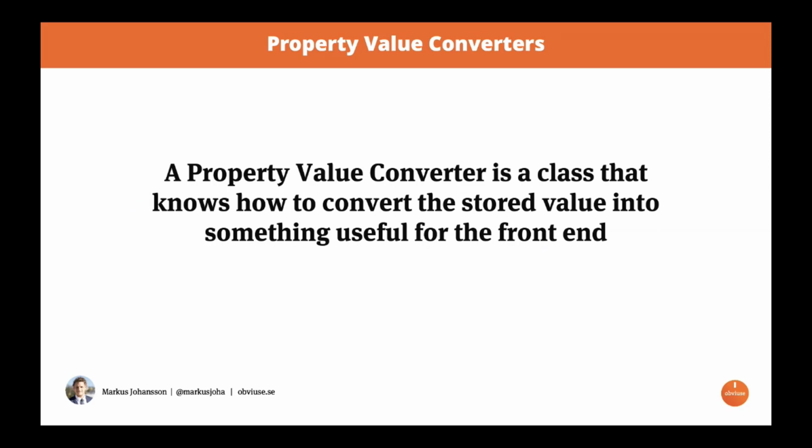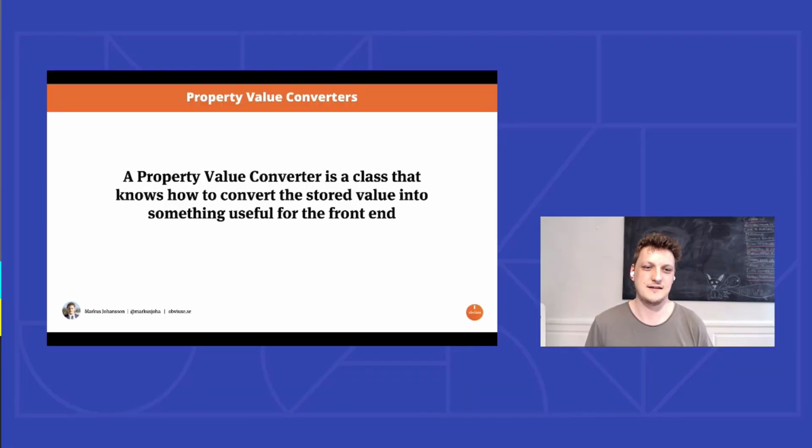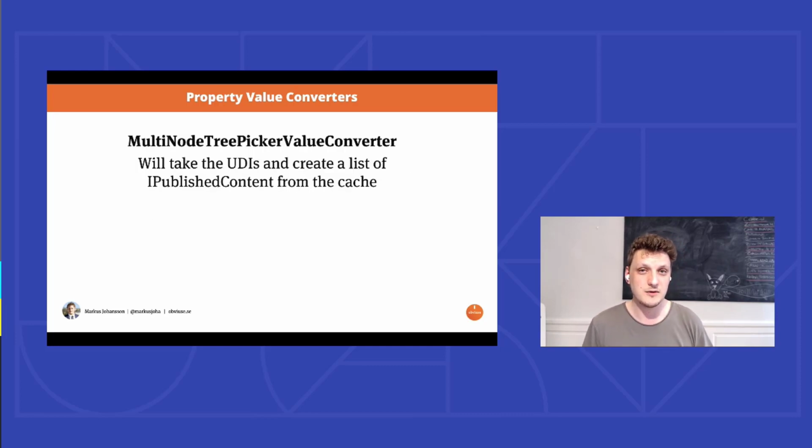Jumping back to the property value converter, the job of the property value converter is to create something useful for the front end. So a value converter is a class that knows how to convert its stored data into something useful for the front end. So the example with multi-node tree picker here, it will take the UDIs from the database and create a list of IPublishedContent from the cache.